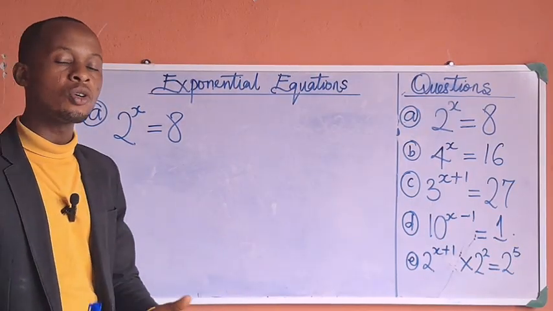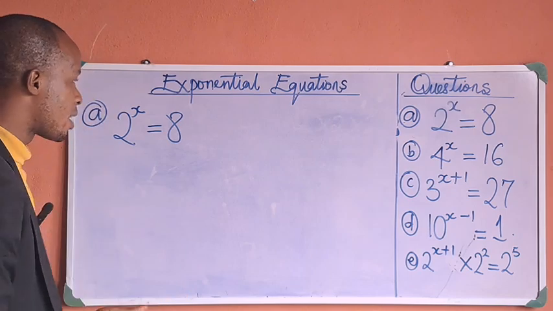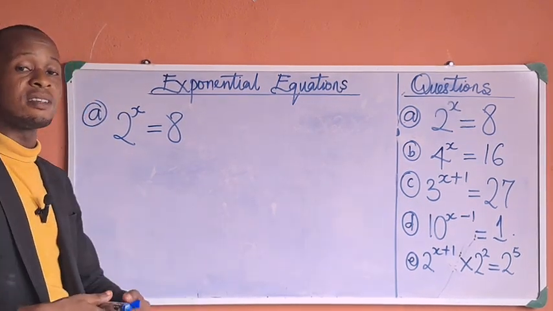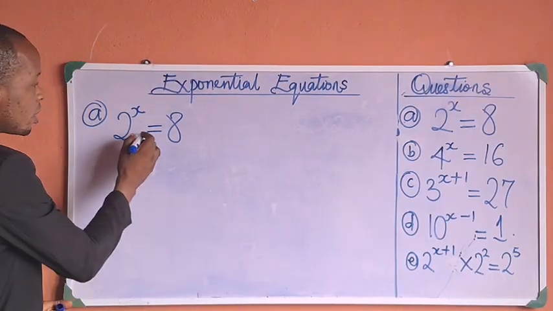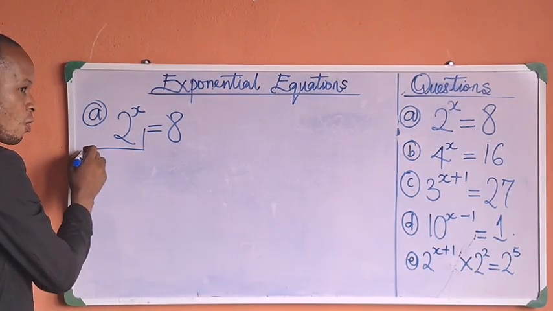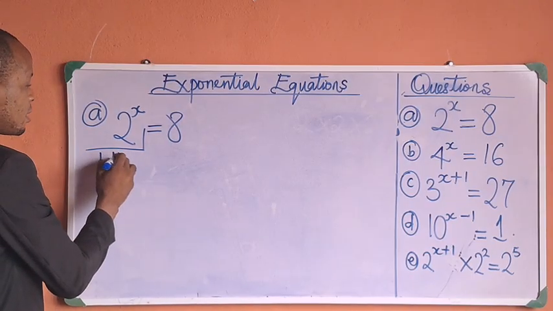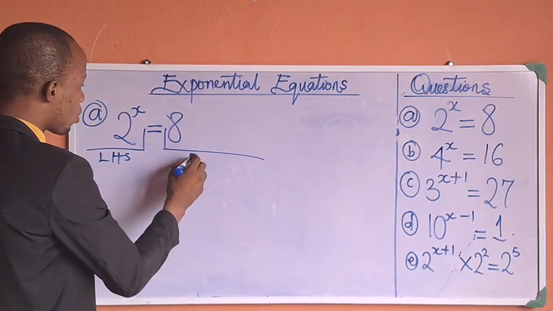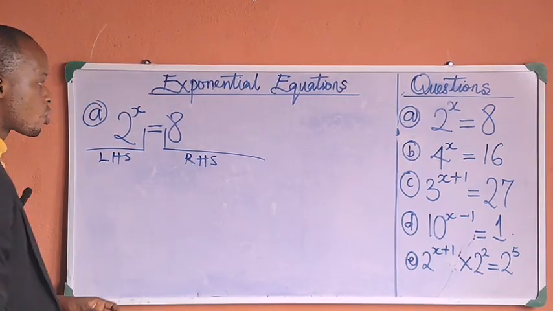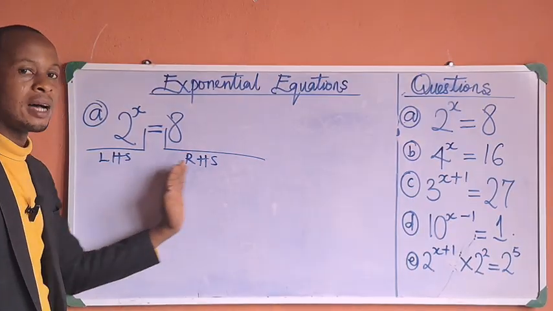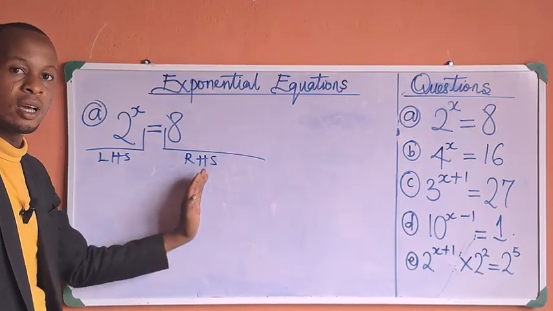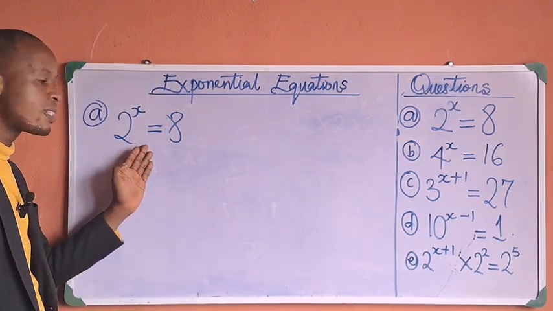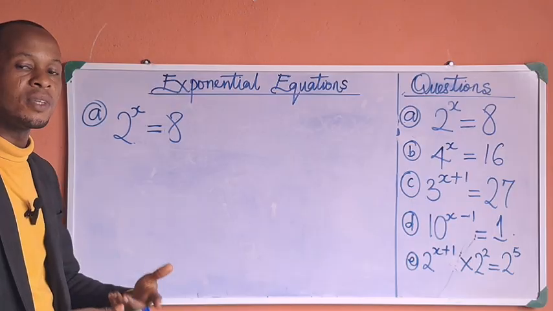And an equation always has 2 sides, the left-hand side and the right-hand side. How do I know which is the left-hand side and which is the right-hand side of an equation? From the equal sign to the left part of that equation is called the left-hand side. And from the equal sign, this sign, to the right is what we call the right-hand side. So these are the 2 sides that equations can have in mathematics. So this type of equation written on the board is called an exponential equation.